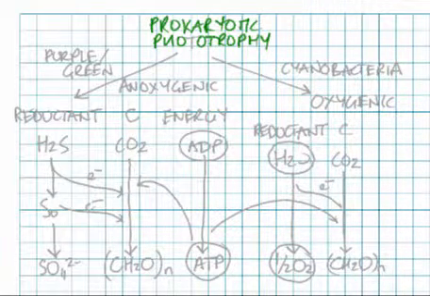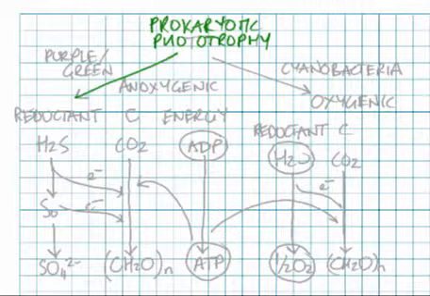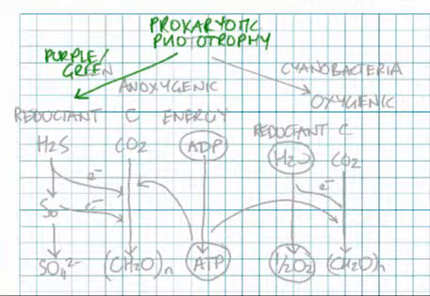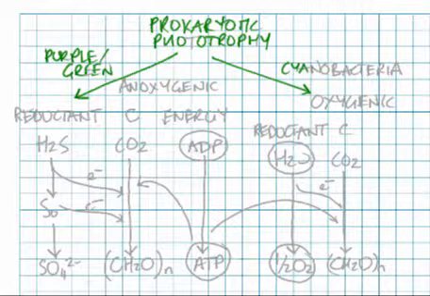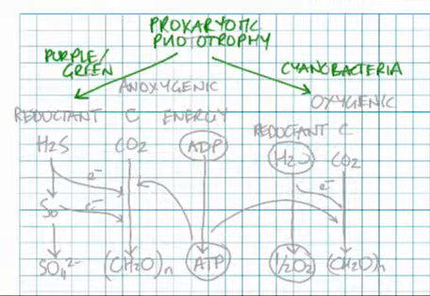Okay, we're going to split this into two categories. First of all, we'll look at the purple and the green bacteria, and then in a moment we'll come over here and we'll look at cyanobacterial photosynthesis. And the cyanobacterial photosynthesis is going to be just like green plant photosynthesis in many respects, with some interesting twists. Okay, so let's go back over to our purple and green bacteria.